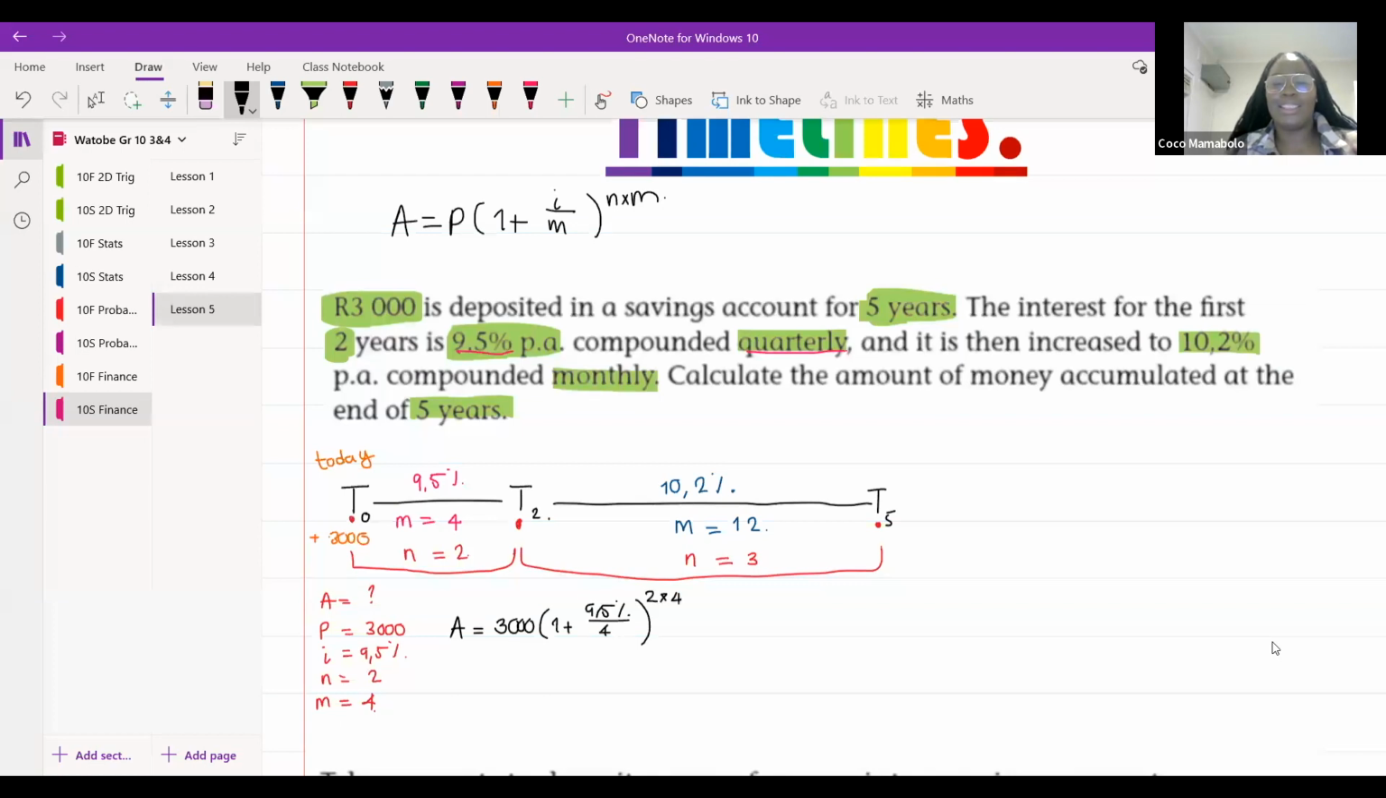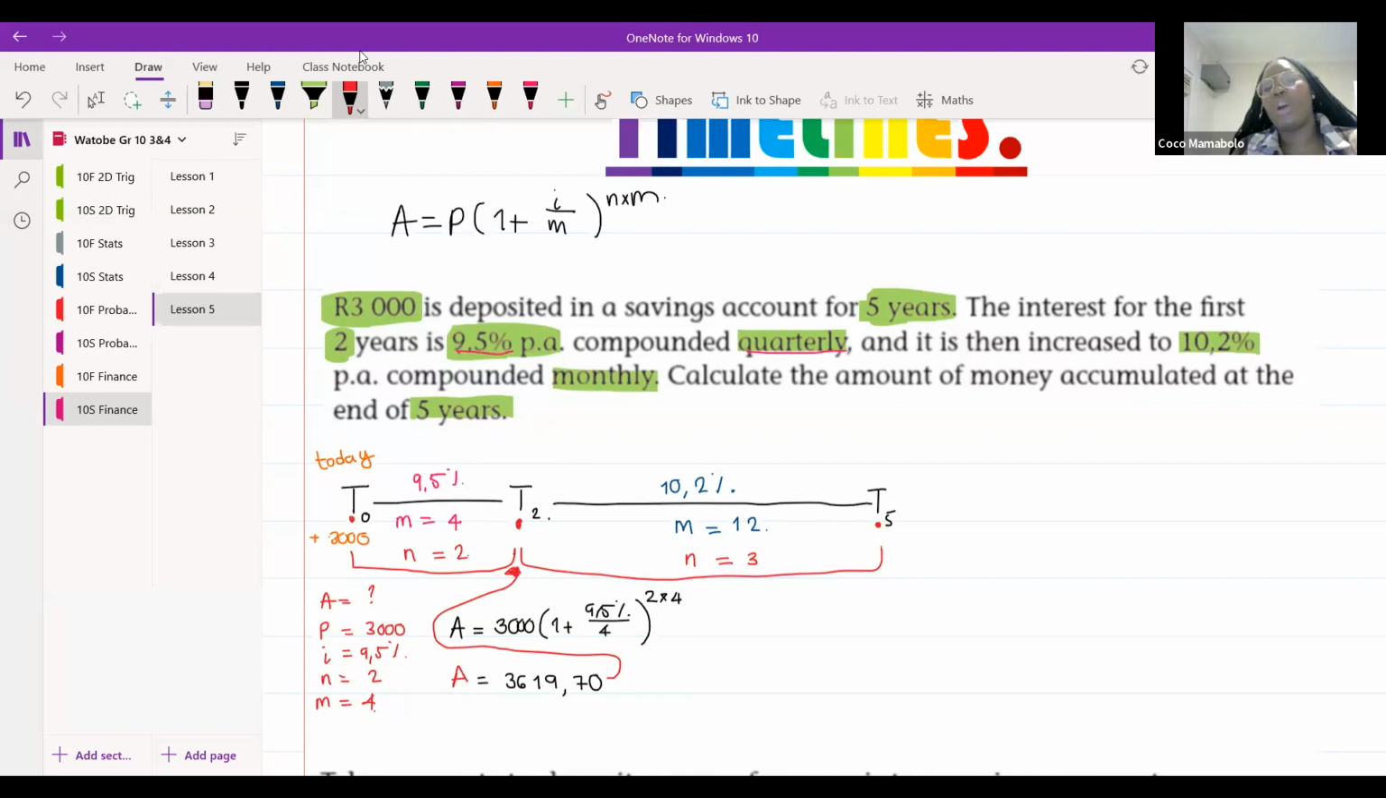Yes, that's it. Correct. The answer we get is 3,619 Rand and 70 cents. Now, this amount is over here at year 2. It's an A amount. It's an accumulated amount.